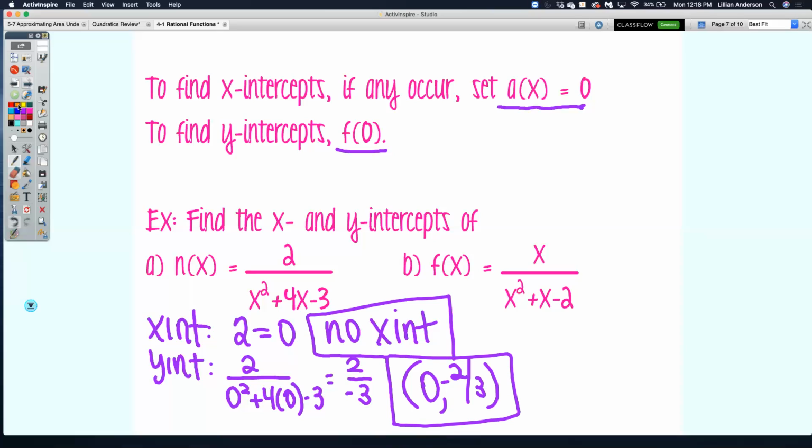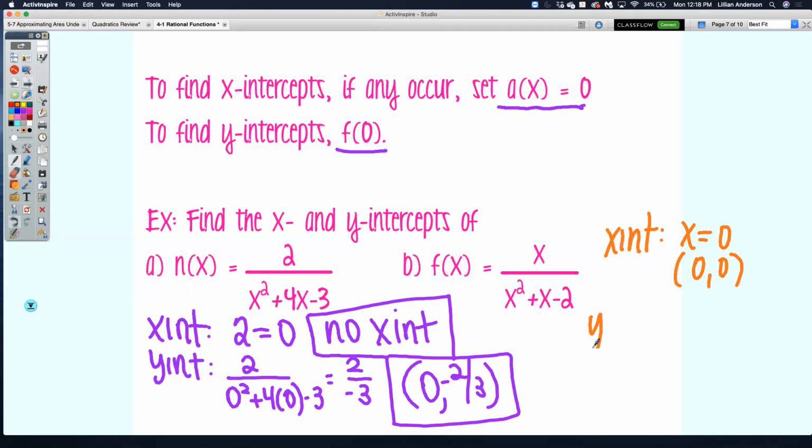Let's check out B. I have x over x squared plus x minus 2. Again, I can find my x-intercept by setting the numerator equal to 0. So that's going to be x is equal to 0. I don't have to solve anything out. I'm done. I just have to write it as a coordinate. That's going to be (0, 0). When you have an x-intercept, your y-coordinate is 0, so it's (0, 0).